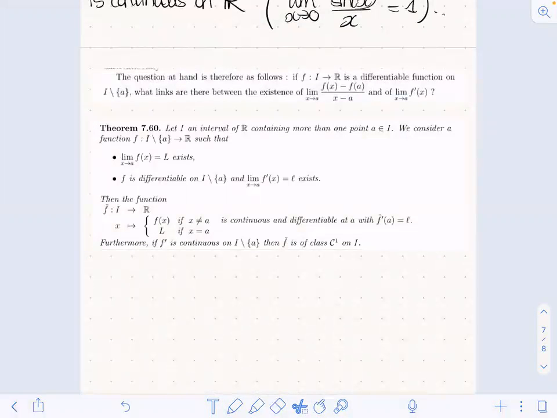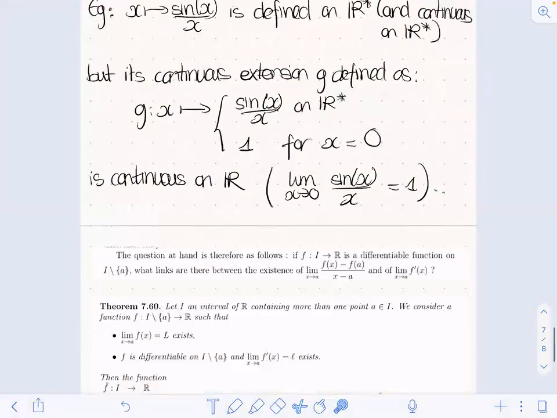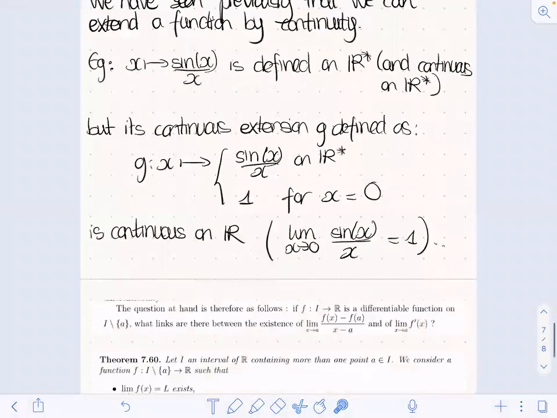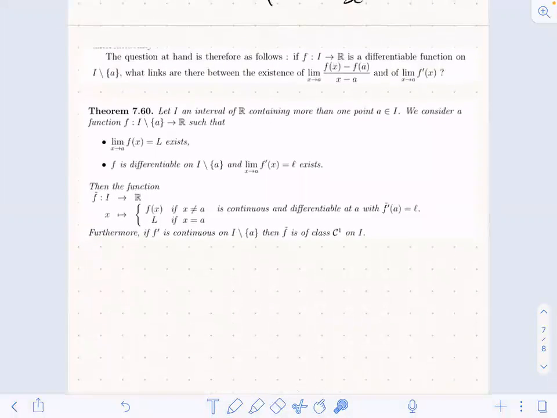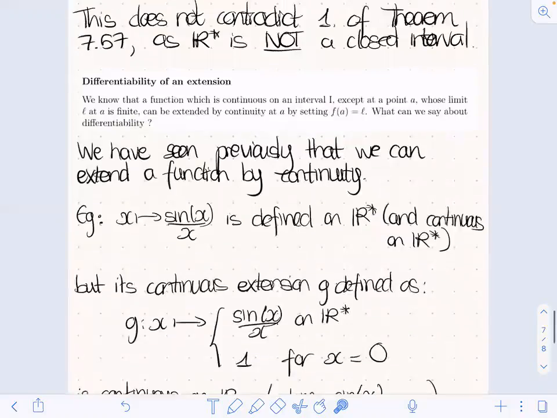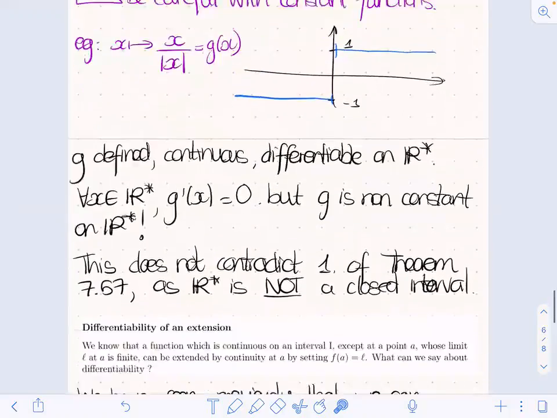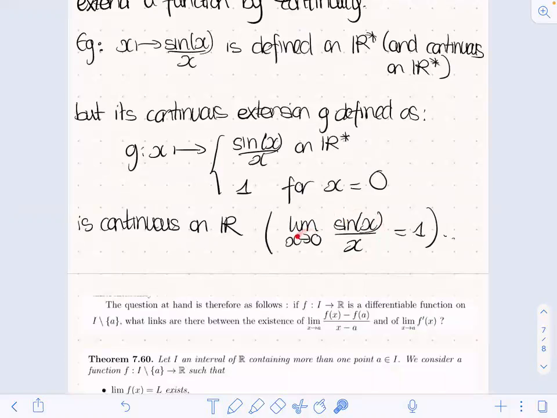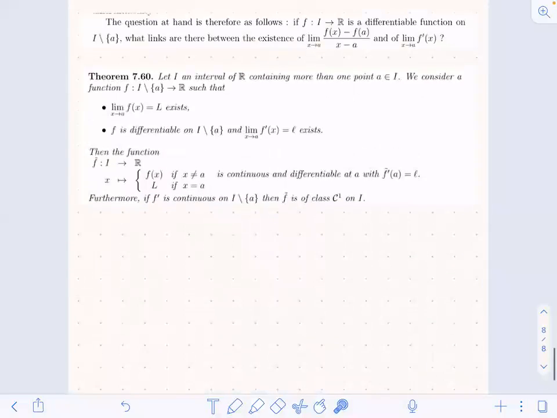So we're going to take a function that we're going to consider on an interval I of R, except at a certain point. So similarly to this, where we don't consider 0 initially, we're going to suppose that the limit when x goes to a of f of x is L. Similarly to above, the limit of sinus of x over x at 0 is equal to 1, so it's some sort of finite point. So we need that to hold.